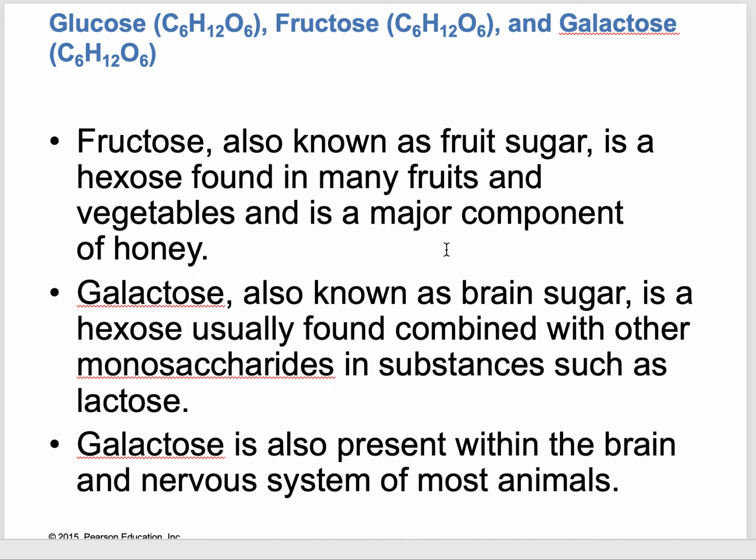Galactose, it's very interesting that galactose is also known as the brain sugar, and usually combined with glucose to form lactose, which is the milk sugar. So obviously we need galactose. It's present in the brain and the nervous system of most animals. Glucose is blood sugar, and that's very popular. That provides us with energy, short-term energy.